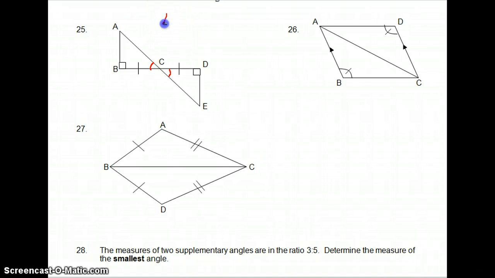So on the left, we're going to have triangle ABC is congruent to, let's see, we went down and then over, down and over, triangle EDC by angle, side, angle.